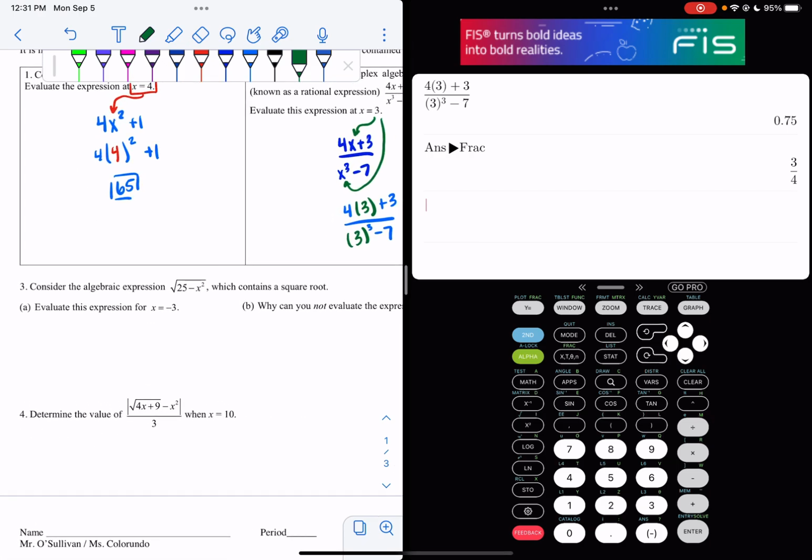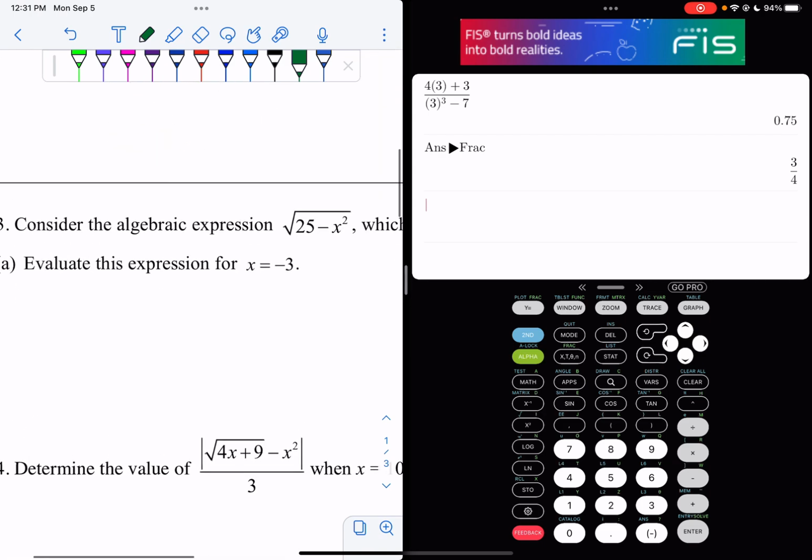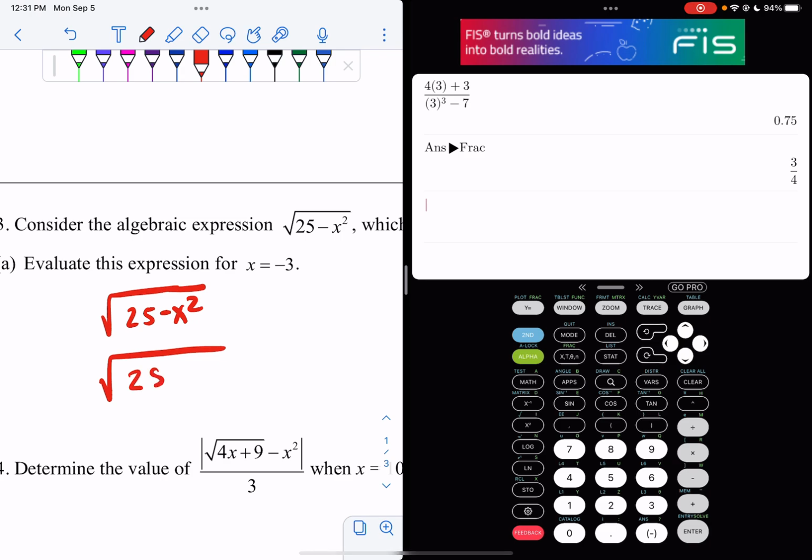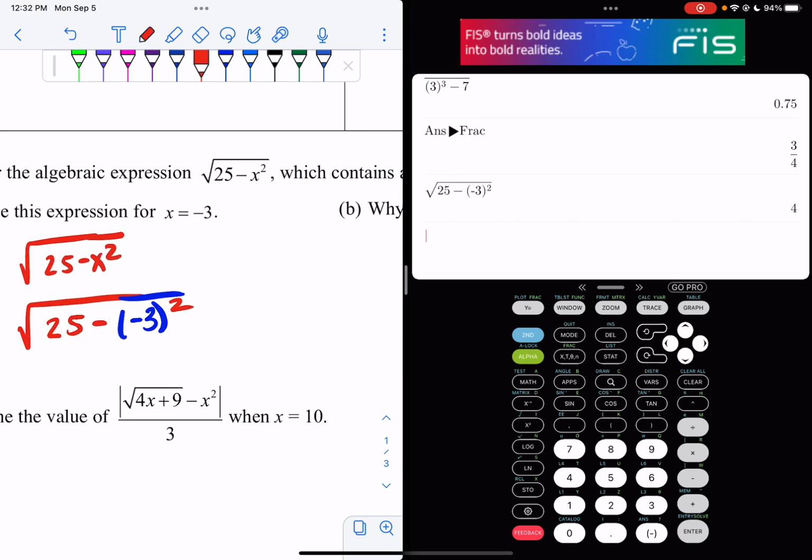Okay, now consider the algebraic expression square root of 25 minus x squared, which contains a square root. Evaluate this expression for x equals -3. So I rewrite my original: square root of 25 minus x squared. So I have square root of 25 minus parenthesis -3 squared. Now I type this into my calculator exactly as it's written. So I have 25 minus parenthesis -3, square it, and notice it's all under my radical, just like it is here. I hit enter, and I get 4. That's your final answer.